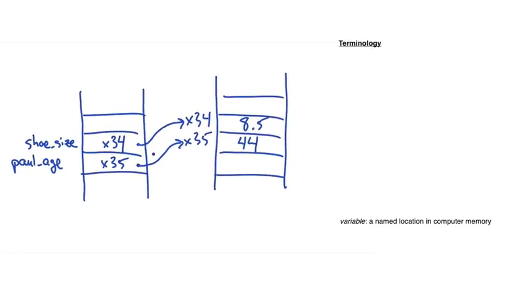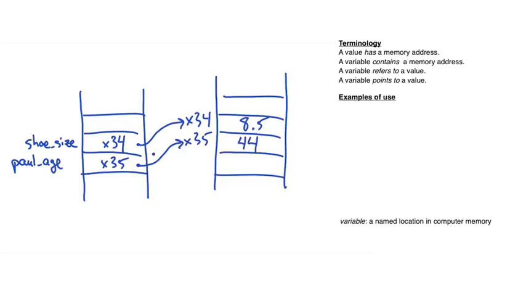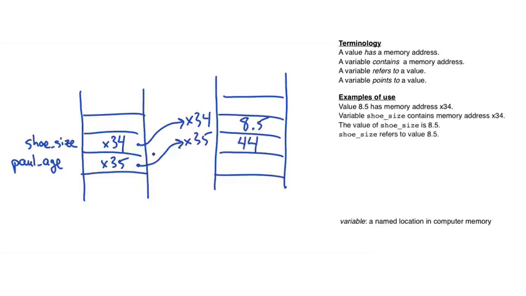Here is some terminology that we'll use throughout the course. A value has a memory address. A variable contains a memory address. A variable refers or points to a value. Here are some examples of how we use this terminology. Value 8.5 has memory address X34. Variable shoe size contains memory address X34. The value of shoe size is 8.5. Shoe size refers to value 8.5. Shoe size points to value 8.5.